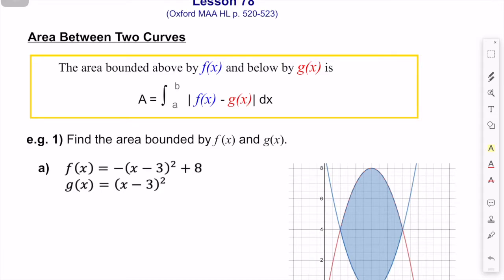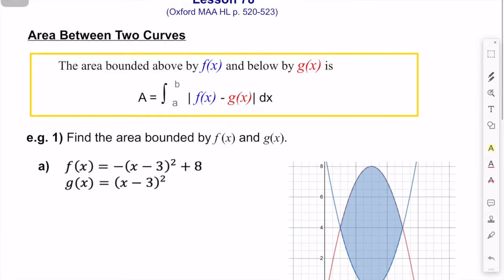If you have selected your functions correctly, then the absolute value symbol that you see in this formula will not really be needed. But if you have reversed the order of the subtraction of the two functions, then this absolute value will give you the correct sign of the area that you're looking for.